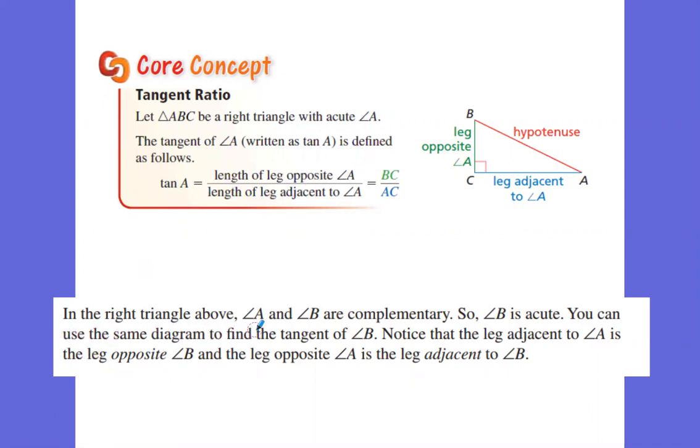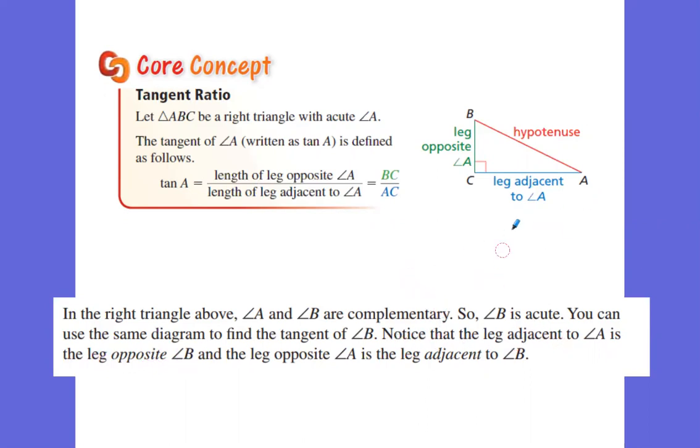In the right triangle above, angles A and B are complementary. So angle B is acute. Remember that complementary just means you have two angles that add up to 90 degrees. You can use the same diagram to find the tangent of angle B. Notice that the leg adjacent to angle A is the leg opposite angle B. So let's take a look at that.